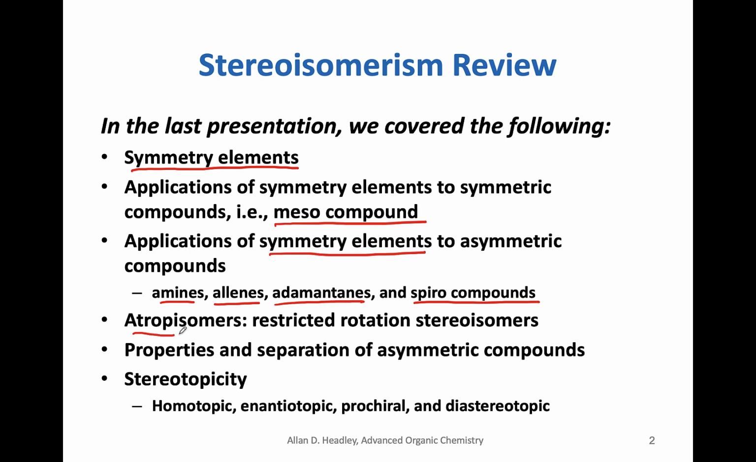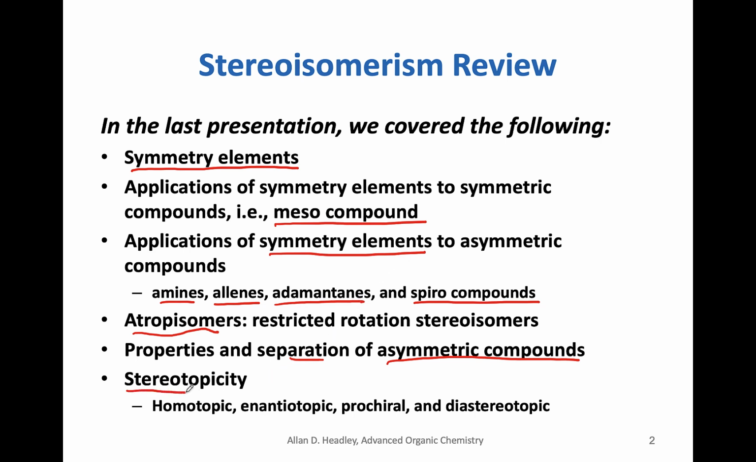Next we looked at atropisomers. An atropisomer is one that results from restricted rotation about a carbon-carbon bond or about a bond. Lastly, we looked at the properties and separation of asymmetric compounds. Remember that chiral compounds or enantiomers differ essentially by one property, and that is the direction in which they rotate the plane of polarized light.